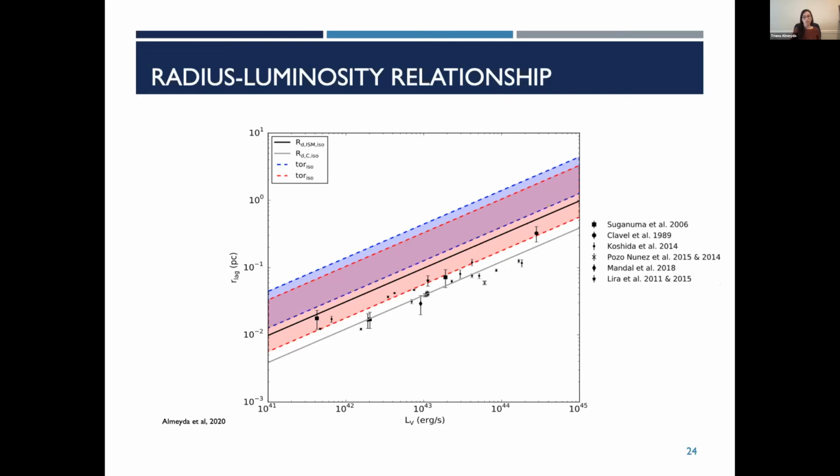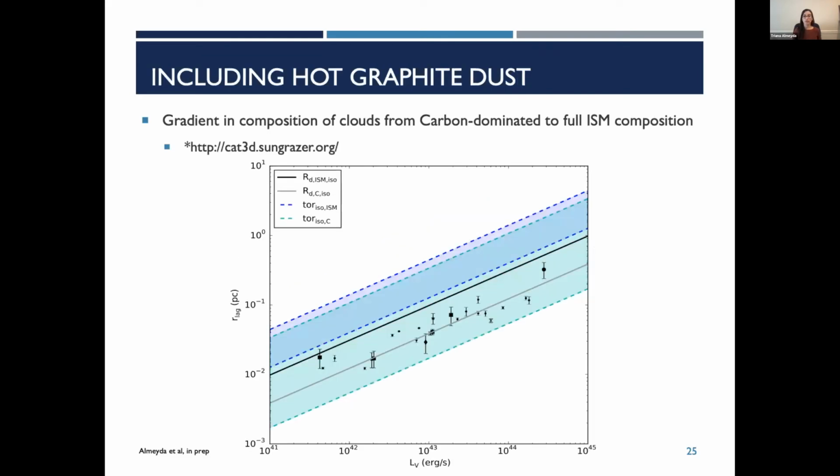To account for this, my undergraduate student from the University of Southampton, Nadia Konikova, adapted my code in order to include this inner hot graphite dust component by using a different radiative transfer grid for the dust cloud emission obtained from Sebastian Honig's CAT3D simulations.